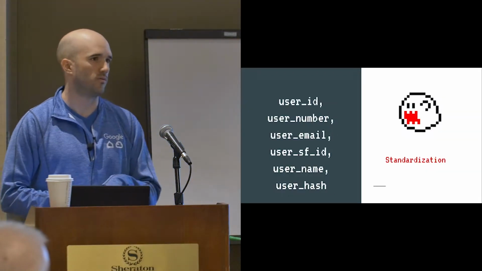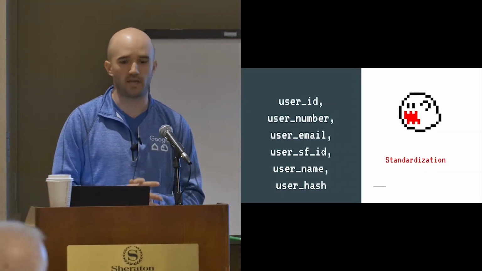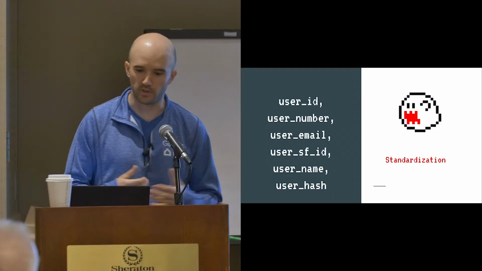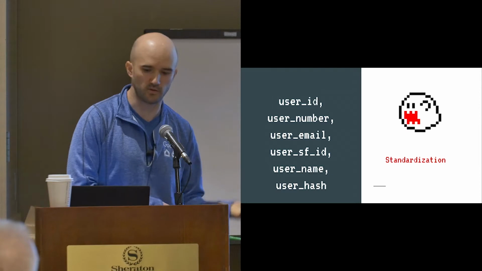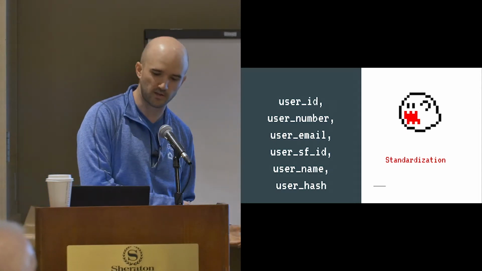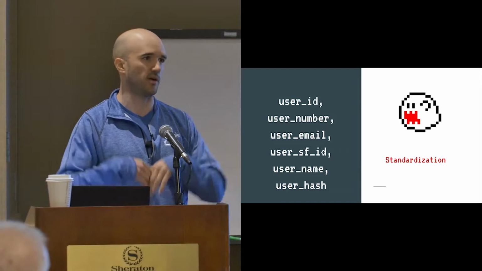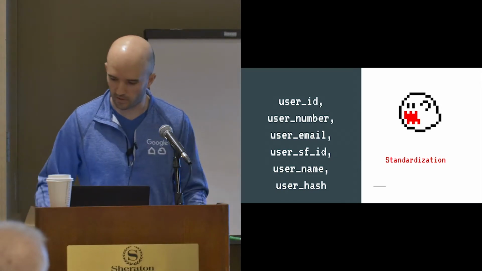So the ghost of bad data standardization: there's a user inside the system. Do we use the user ID, the user number, the user email, the user SFID, the user name, the user hash? Each team is using a different one, right? This is a startup, they went fast. Everyone's using something different.